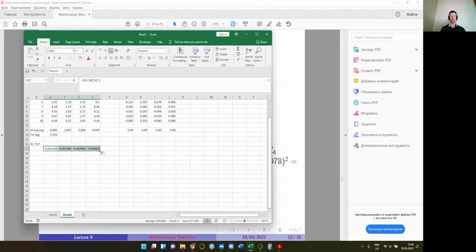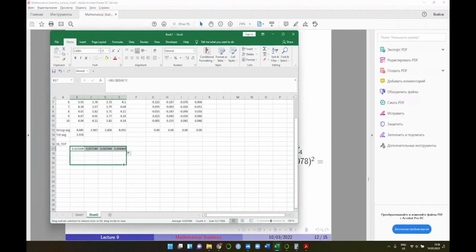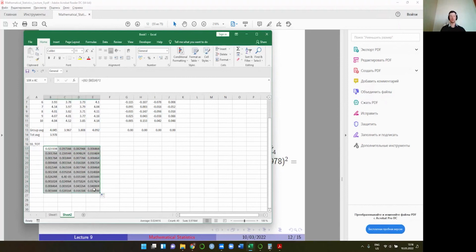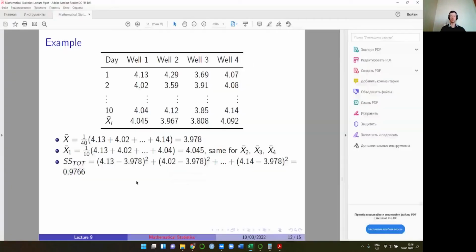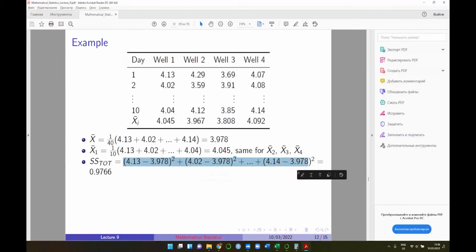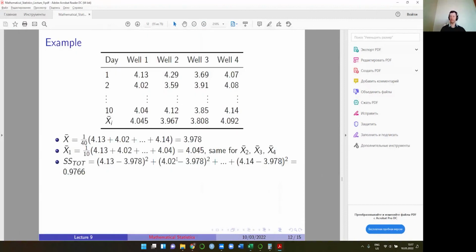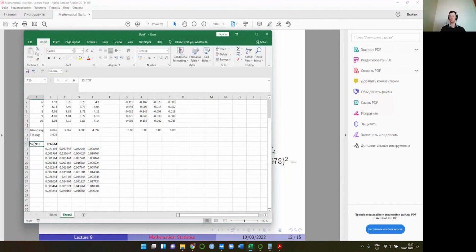Here, and 1, 2, 3, 4, 5, 6, 7, 8, 9, 10, like this. So these are the numbers that I need to calculate here. Then I need to sum over them. And their sum is going to be equal exactly what we have here. That's the total sum of squares.